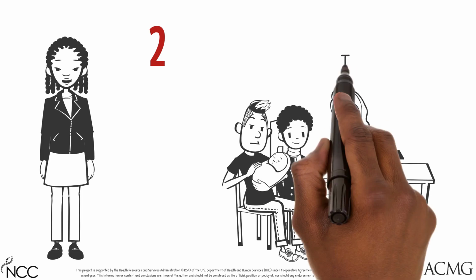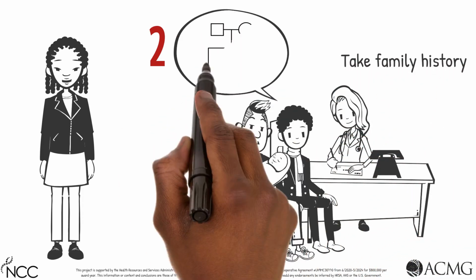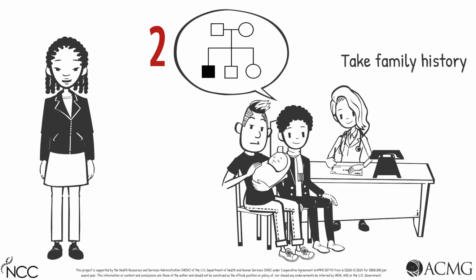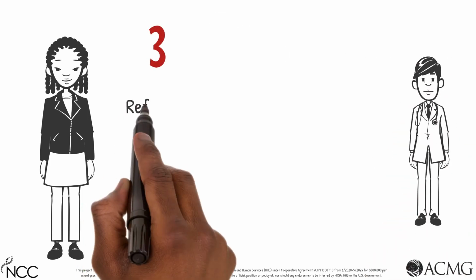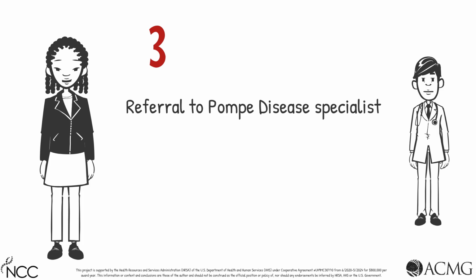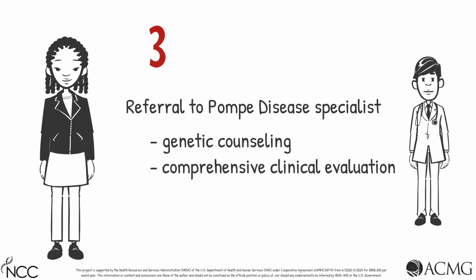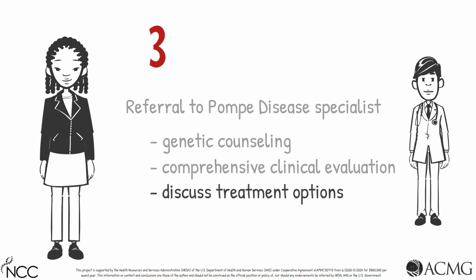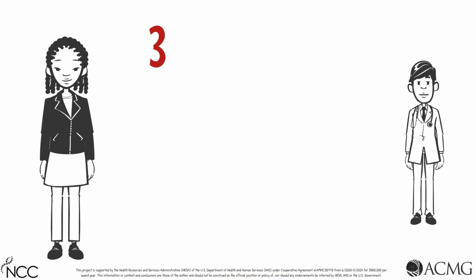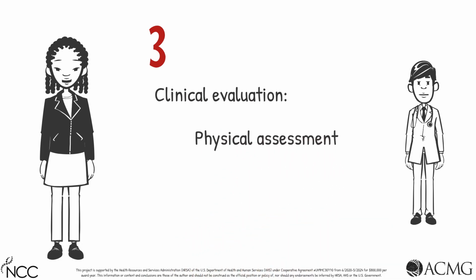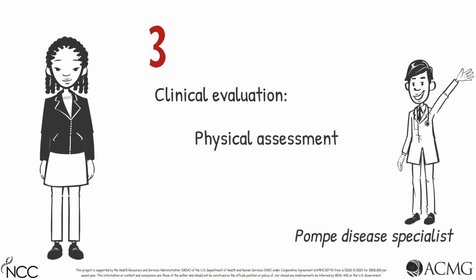Second, take a family history. Because Pompe disease is inherited in an autosomal recessive manner, it is common for there to be no known family history of Pompe disease. Third, arrange an immediate referral to a Pompe disease specialist for genetic counseling, a comprehensive clinical evaluation, and discussion of treatment options. The specialist is typically a pediatric geneticist. The clinical evaluations should include a comprehensive physical assessment by an experienced Pompe disease specialist.